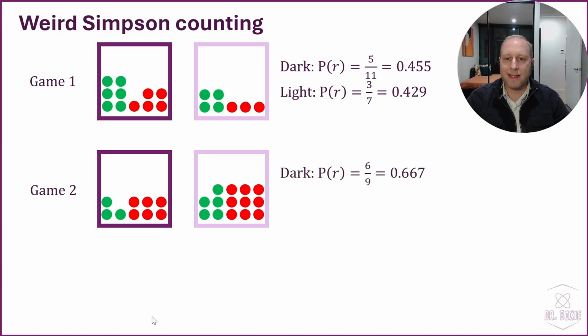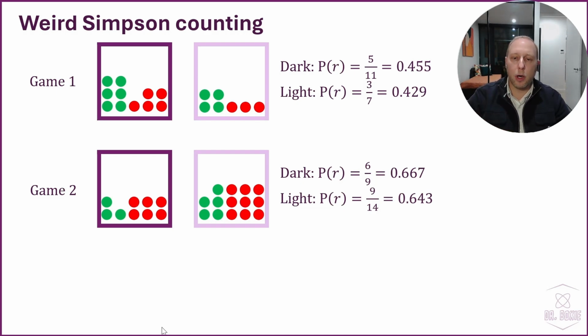Well, the answer is now 6 out of 9. While the probability of winning the game if you pick the light box would be 9 out of 14. So once again, you're better off choosing the dark box.